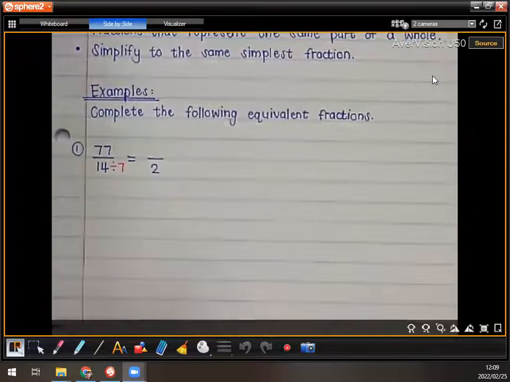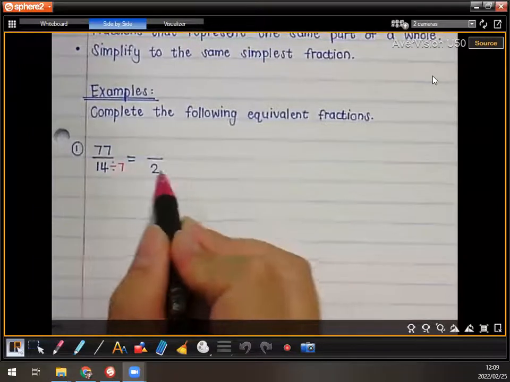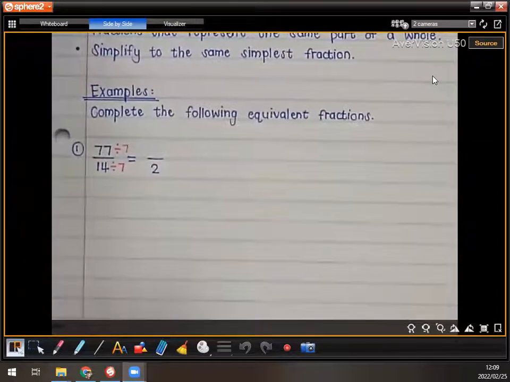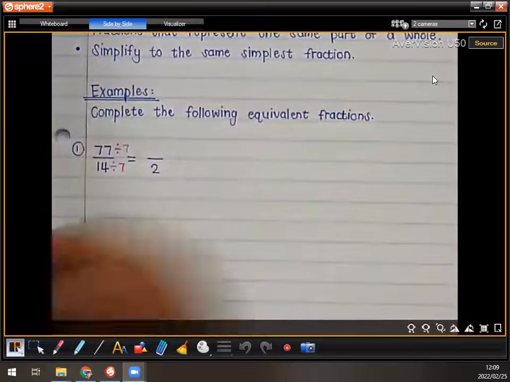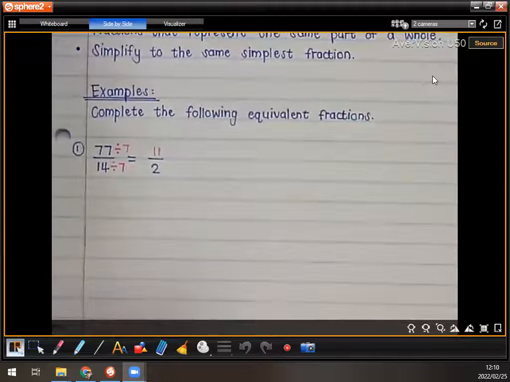Now guys, when you are changing something to an equivalent fraction, whatever you do at the bottom or at the top, you must do to the other part as well. If we're dividing the denominator by 7 to get 2, I also have to divide the top by 7. 77 divided by 7, Ryan? 11. So that is what you write in here. So 77 over 14 and 11 over 2 are equivalent fractions. They are equal to the same thing.